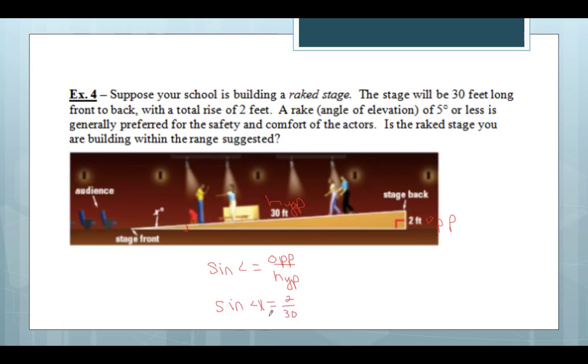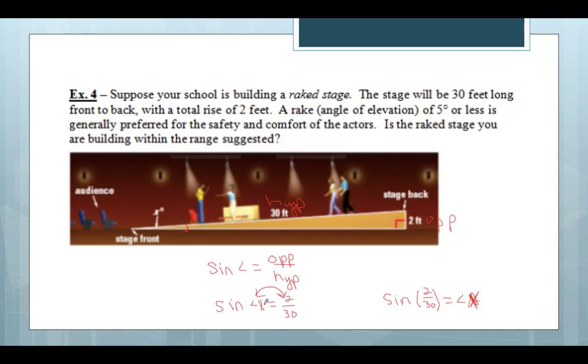Now here we need to decide, are we going to make a proportion or not? Since we're finding an angle, we don't need a proportion. Instead, we're just going to switch the ratio with the angle. So it's going to read the sine of 2/30 is equal to angle x. Oops, I'm sorry. Angle x. So let's recap what I just did.